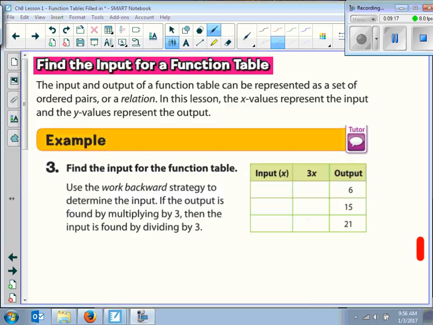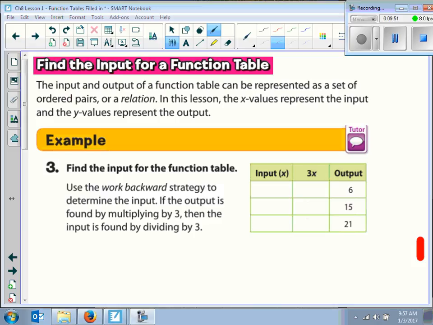So, the next thing we're going to do is find the input value. Okay? Here, they're giving us the output values. They're giving us the y. We need to figure out the x. Okay? So if we look at this, it said, well, let's see. The input and output of a function table can be represented as a set of ordered pairs or a relation. Ooh, we need to write this definition down. That's up there on our list, isn't it? It should be. I'm going to put it up there.